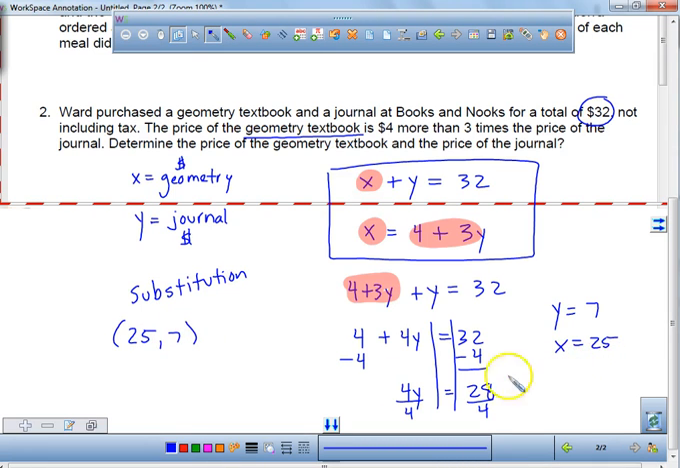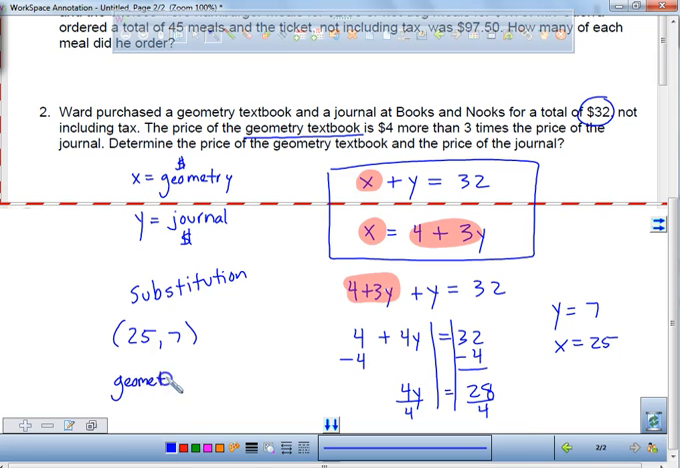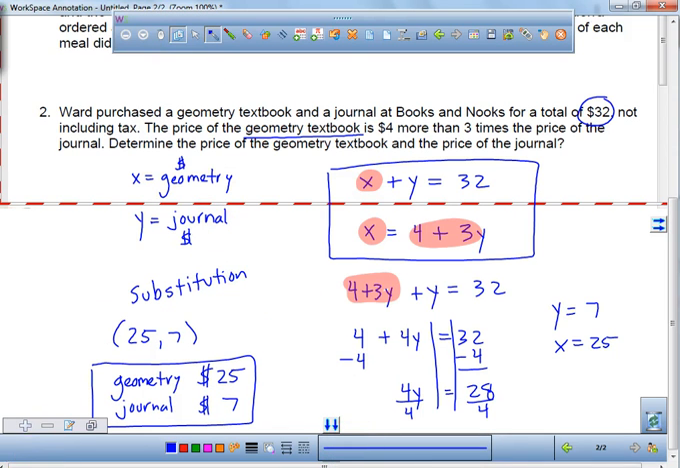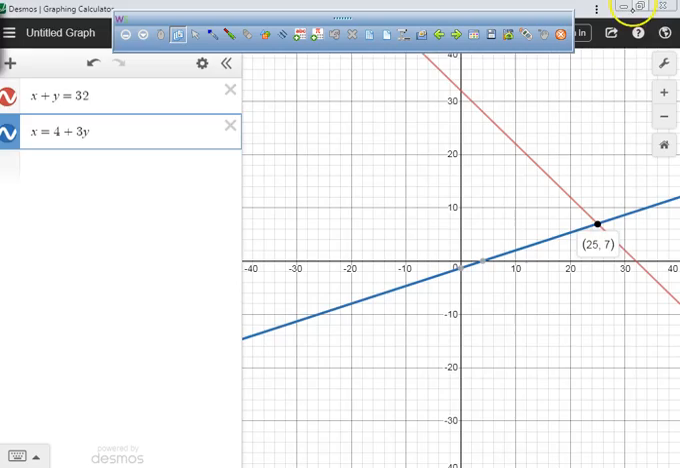What does that mean? That means our geometry textbook, what was the price? 25. And the journal only cost $7. Alright, 2 more to go.